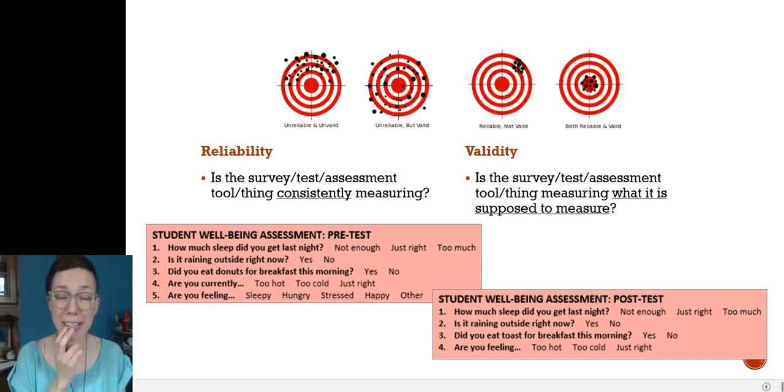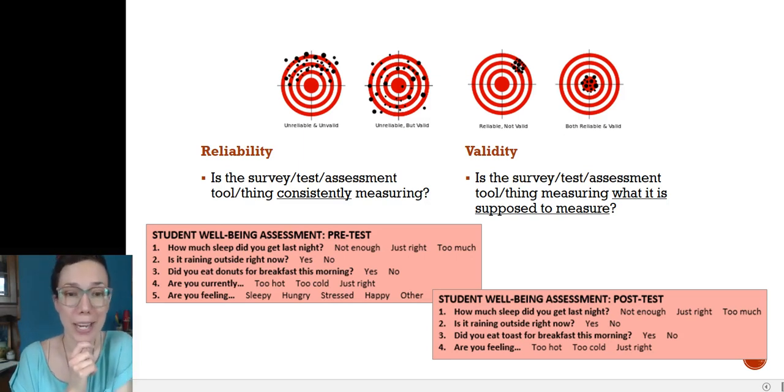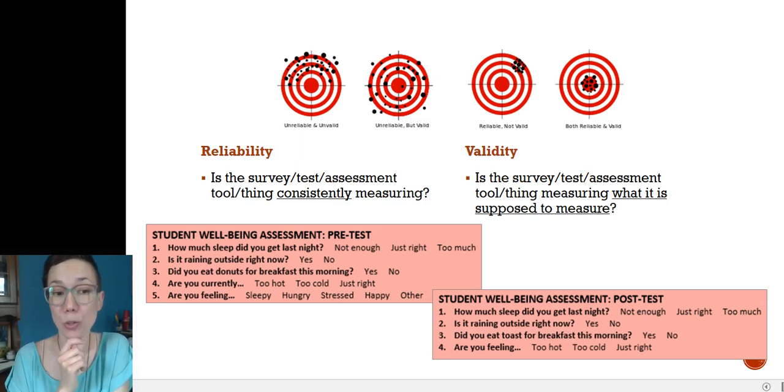Okay, an example of how to think about this: if I had a pre-test and a post-test like this, and I've actually done this before in in-person classes. Here's my well-being assessment. How much sleep did you get last night? Is it raining outside right now? Did you eat donuts for breakfast this morning? Are you currently too hot, too cold, just right? Are you feeling sleepy, hungry, stressed, happy, other?